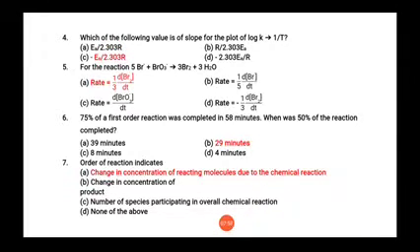So the answer of this question is option C, minus EA upon 2.303 R.